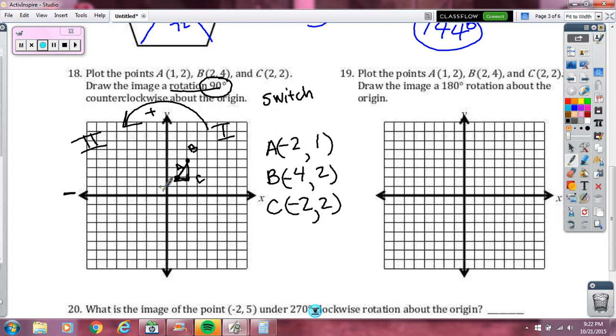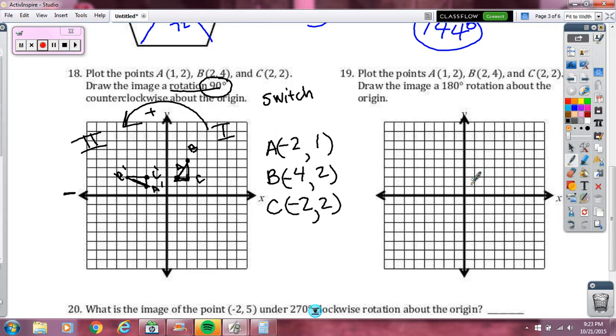So let's graph that. I've got -2, 2, -4, 2, and -2, 1. Looks good to me. I'll label everything though, that's important. So A, B, and C prime.